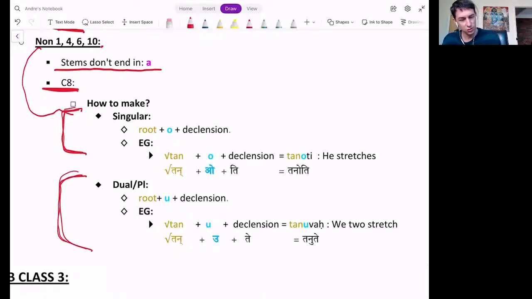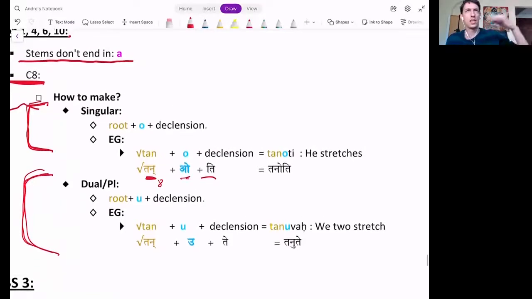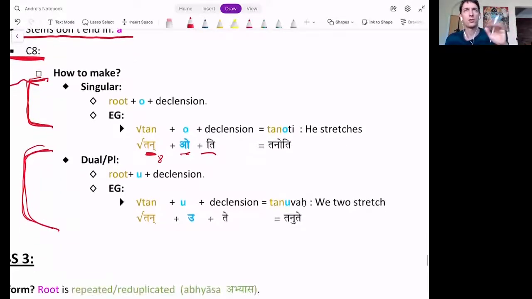Let's look at the singulars. Root plus o plus declension. Here it is, tan. Okay, we're looking at tan. That's class 8. Plus o, so that's tano. Easy. There's no guna or vrddhi changes. Just put o at the end. And then plus t, tanoti. He stretches. Karoti, tanoti, same thing. Okay, so root plus o, done.